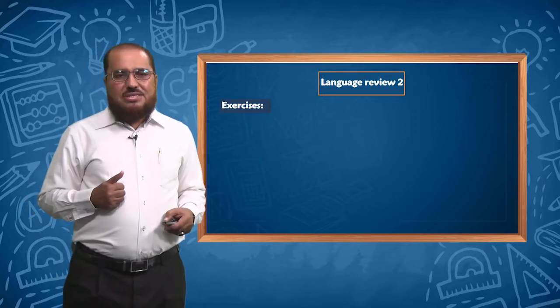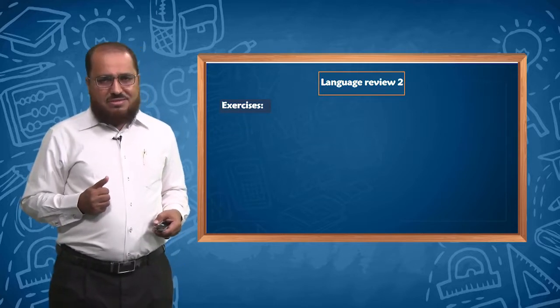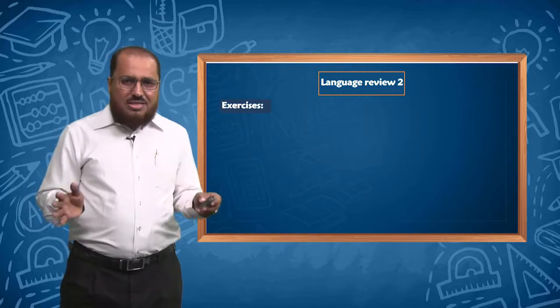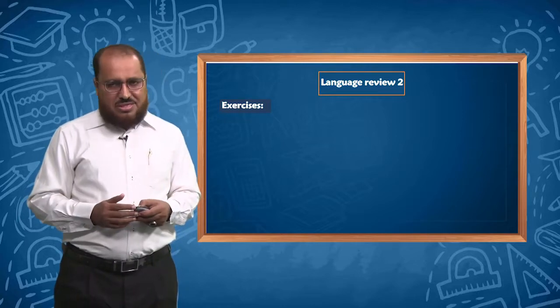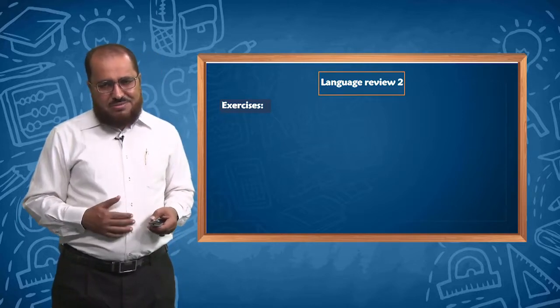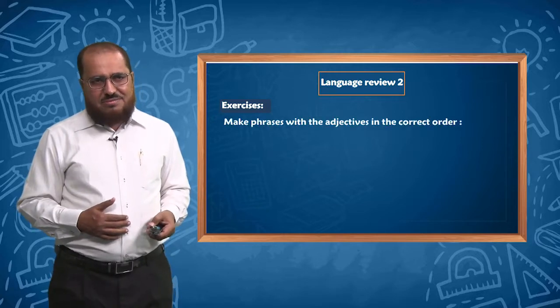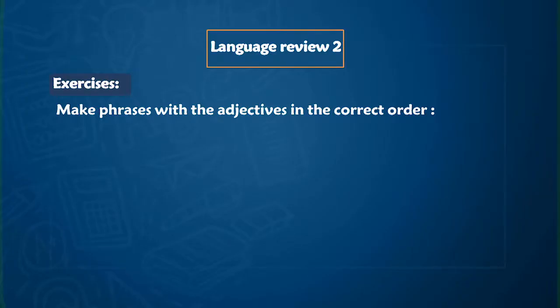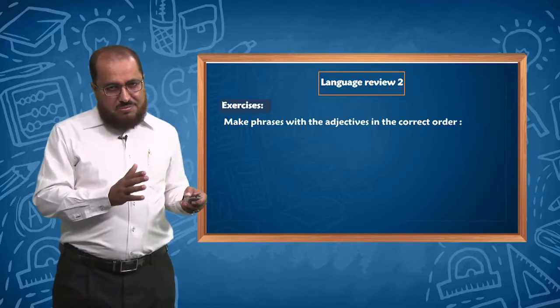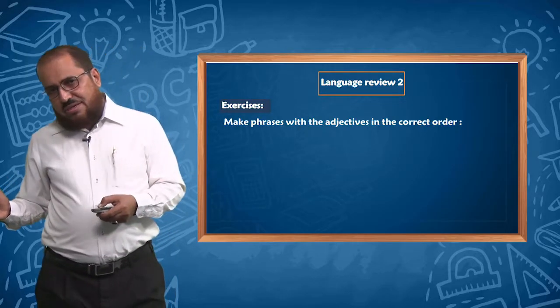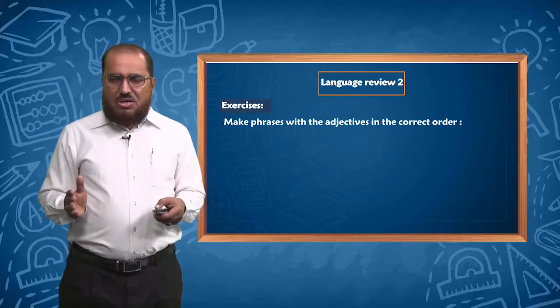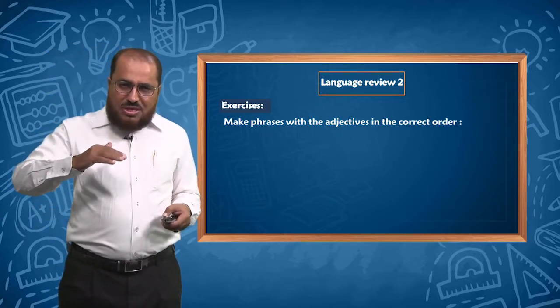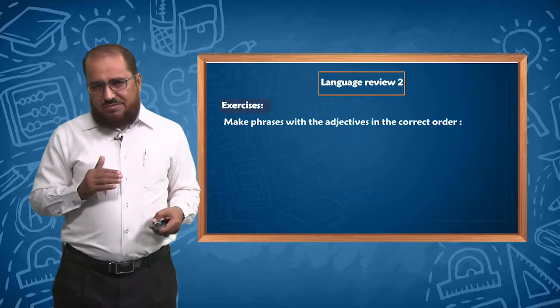Now, let's go to the exercises. Exercise of all ideas that we have already discussed in this language review too. Are you ready? Let's start. Make phrases with the adjectives in the correct order. I'll give you something that must be described. According to this thing, I'll give you some adjectives. You have to order them, describing the thing you have been given.